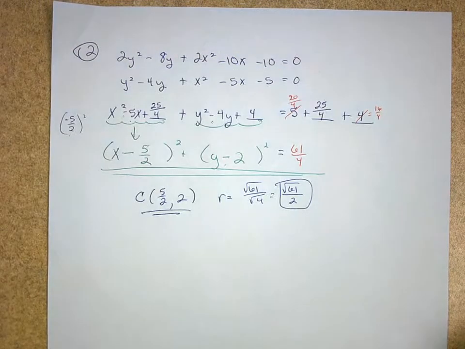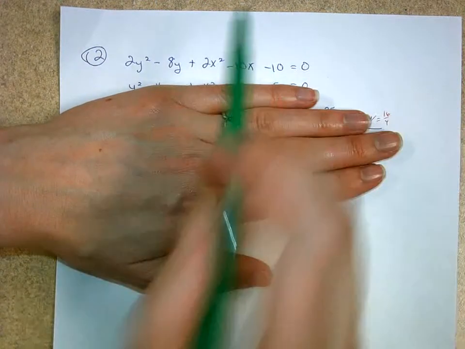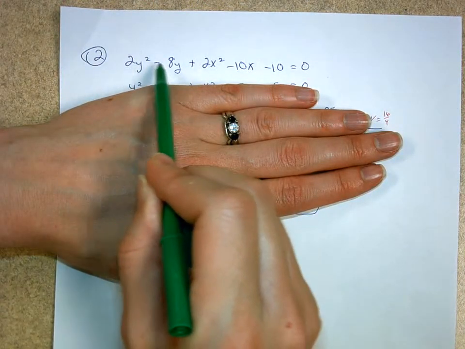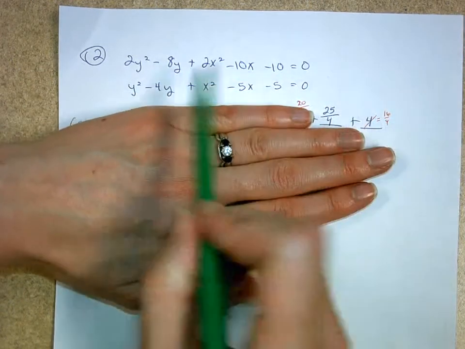Hey guys, I'm running out of time on my little flash drive, but I want to show you an example of completing the square that's a little more complicated. Notice every one of these has a common factor. So you always take your greatest common factor out first.